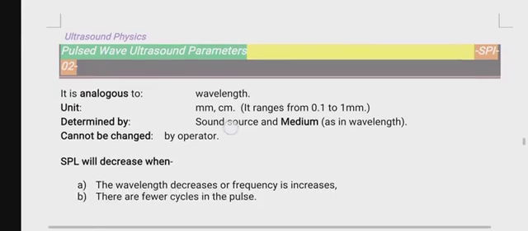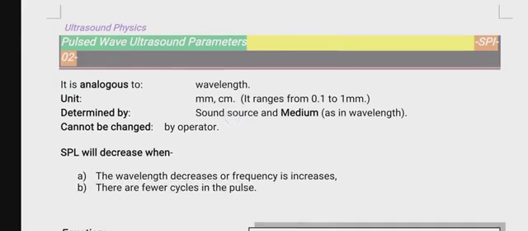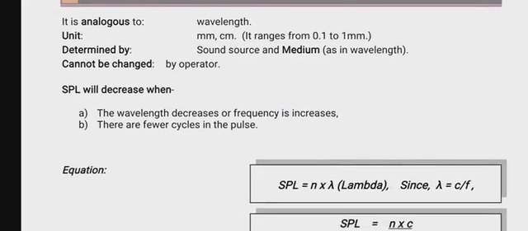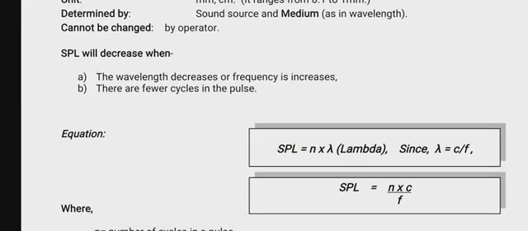It's analogous to wavelength. The unit is centimeter or millimeter, and it usually ranges from 0.1 to 1 mm. It's determined by the sound source and the medium, so the operator cannot adjust this. SPL will decrease when the wavelength decreases or frequency is increased, because there are fewer cycles in the pulse.